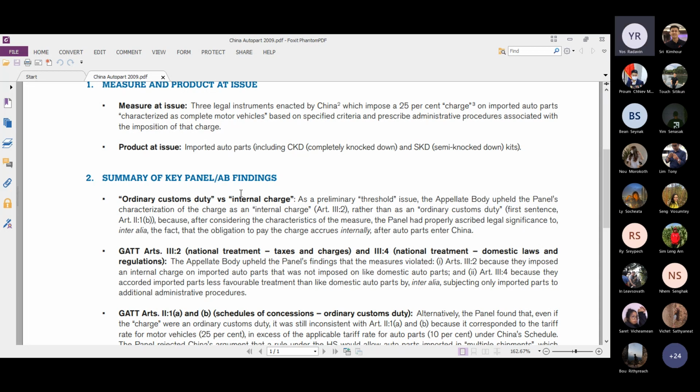Okay. Yes, sir. Okay. Very good. I just want to ask about the internal financial charge. It can be applied as tax and VAT, right? Yeah, VAT, special tax.